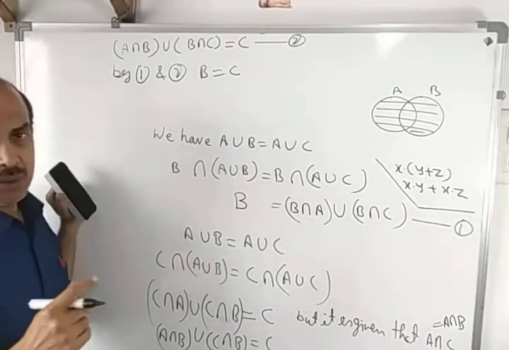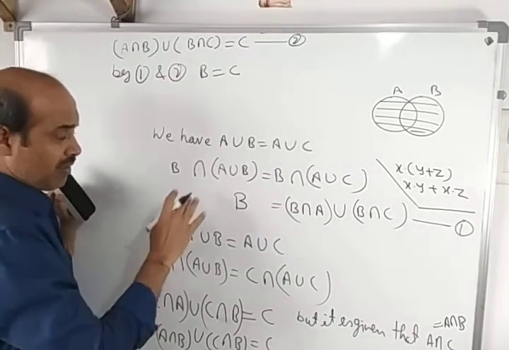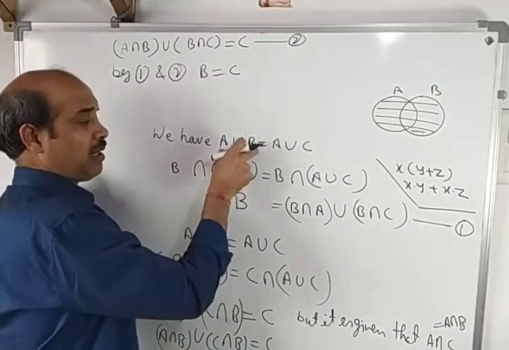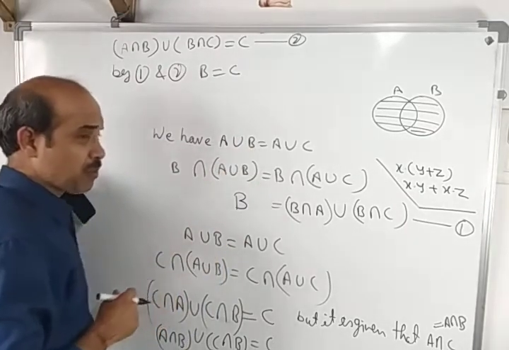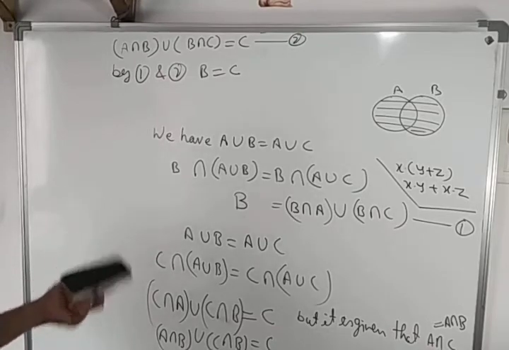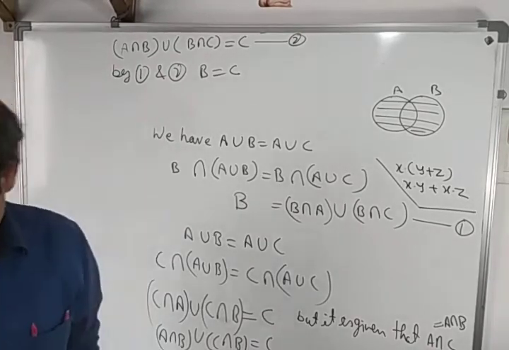So this is question number 3. Not very lengthy. The only thing is union will be taken in the beginning, and we will take intersection with B and then intersection with C, and they will become equal. So you can write it down.